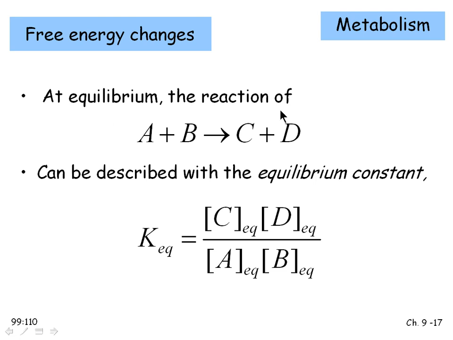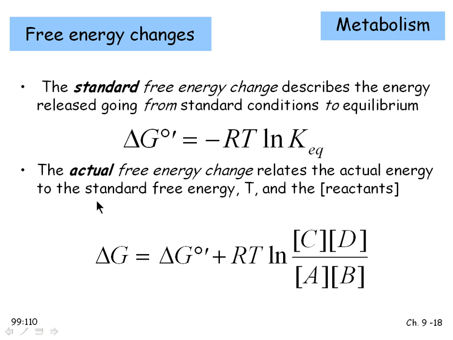Just to refresh your memories, because I know you've seen this before, if you have some reaction of A and B that go to C and D, if you allow that reaction to go to completion, to go to equilibrium, until nothing more is changing, you can describe that with an equilibrium constant. There are some constant numbers such that the product of the products at equilibrium over the product of the reactants at equilibrium is a constant number. If you have more B, there'll be less A, and so on. But overall, that product is a constant. So we have a number that tells us something about the tendency of a reaction to go to completion.